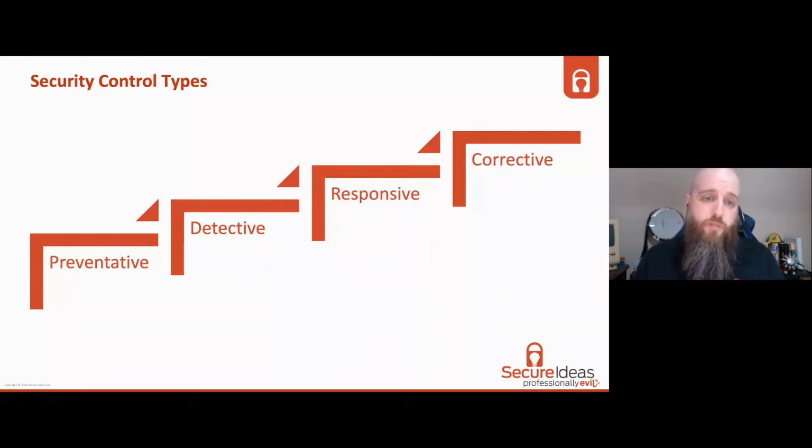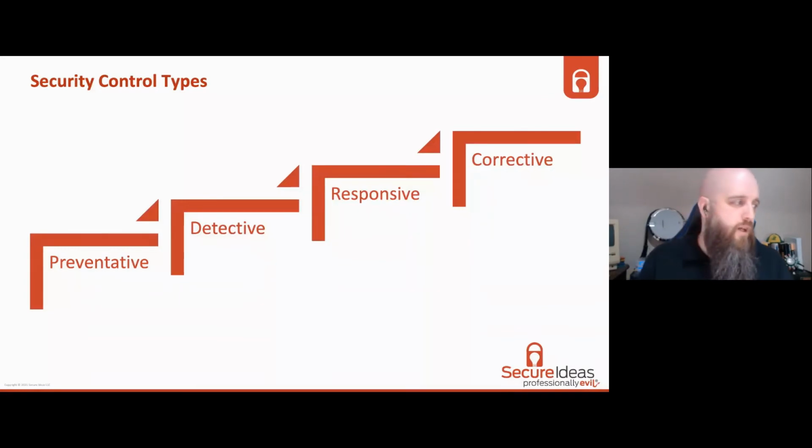The third one is responsive. The idea that we've detected something happening, and so we're going to respond as quickly as possible. And then the fourth is corrective, right? We've responded. Here's how we get back to the way we were before, so we can reset everything and go back to business as usual.